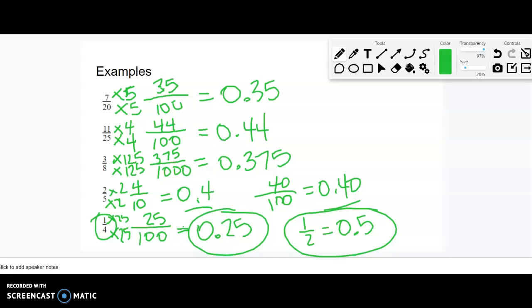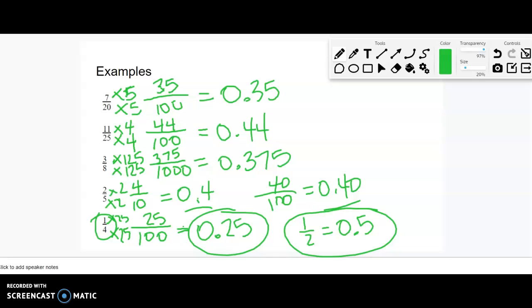Let me know if you want more examples. There's other things. These are some of the most common ones you'll see. I think there's a few on your worksheet that start out as tenths, so you can just leave it as tenths and just write it as a decimal. It's just if it is not tenths, hundredths, or thousandths that you need to change it. If it is already that, you're good. You can just write the decimal.